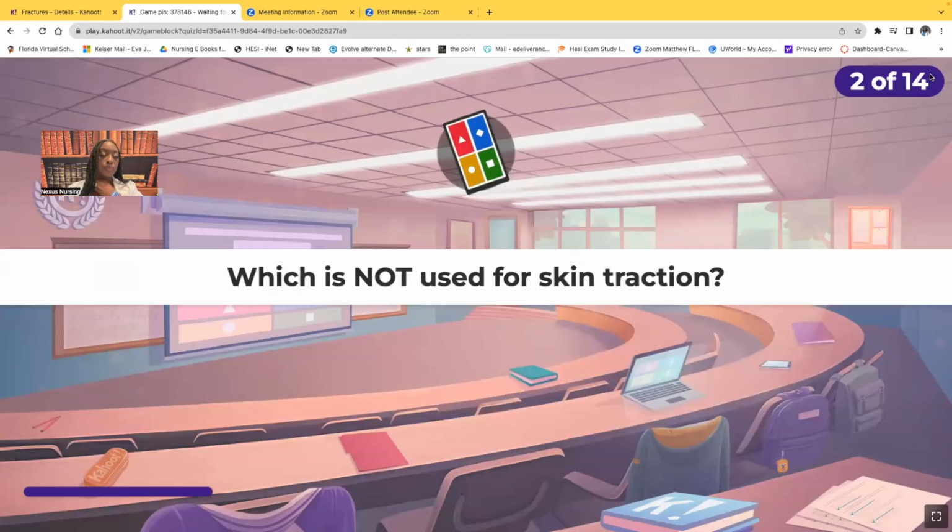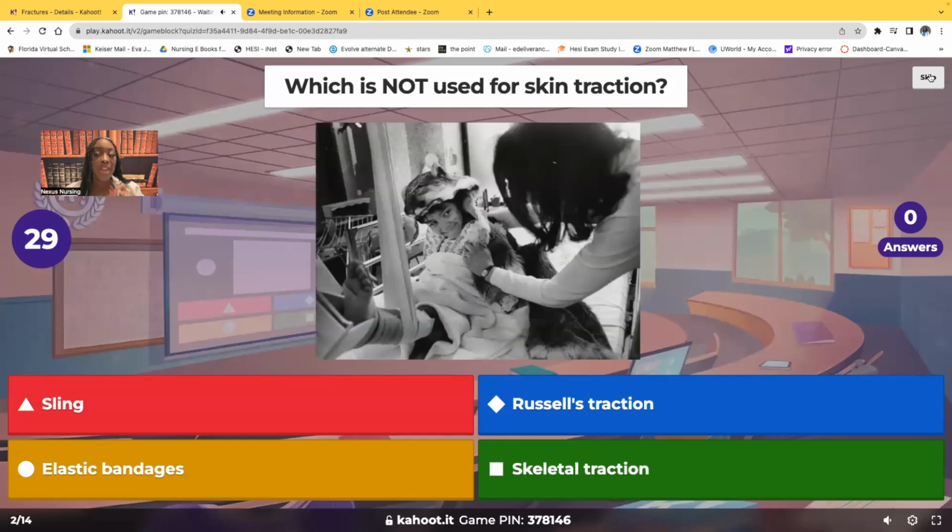Next question. Which is not used for skin traction? Which is not used for skin traction? Here are our choices: sling, Russell traction, elastic bandages, skeletal traction. Which is not used for skin traction?